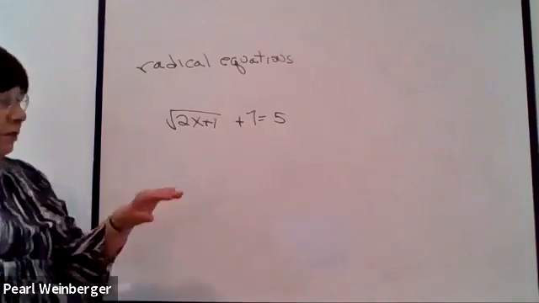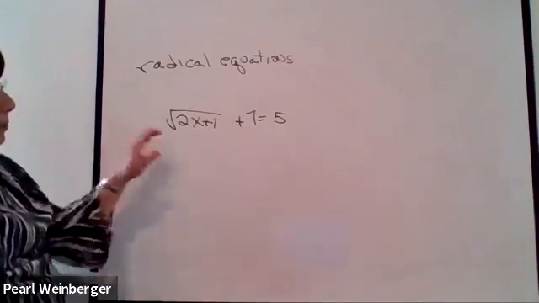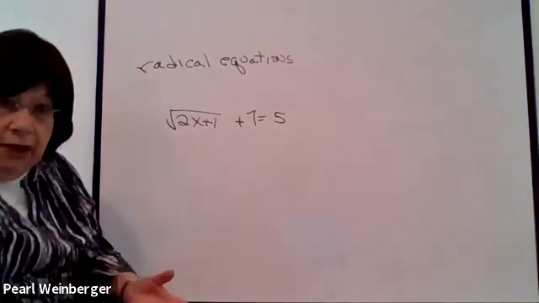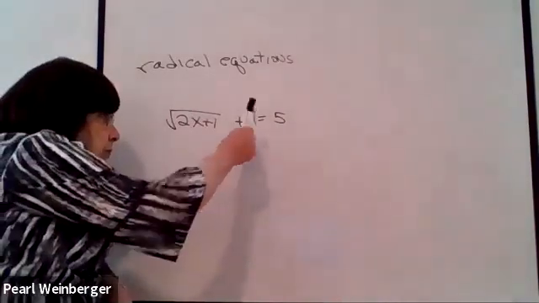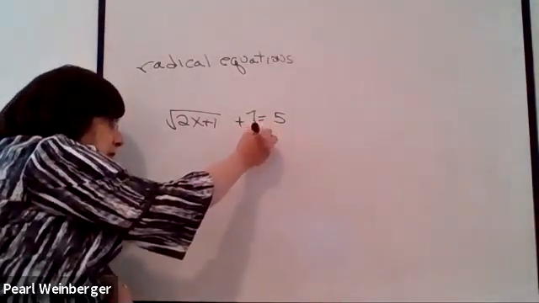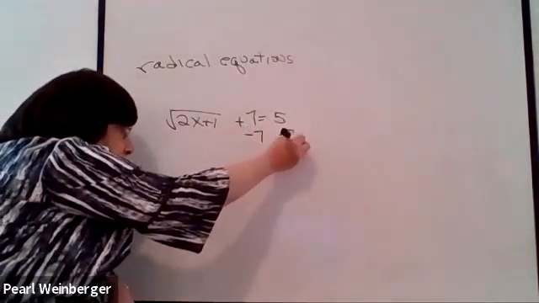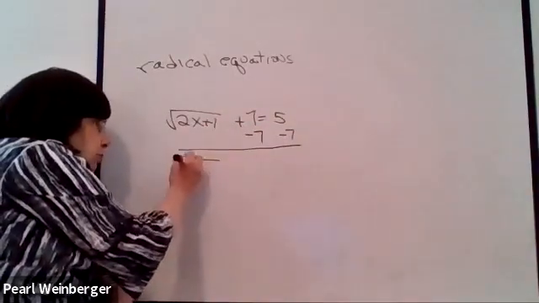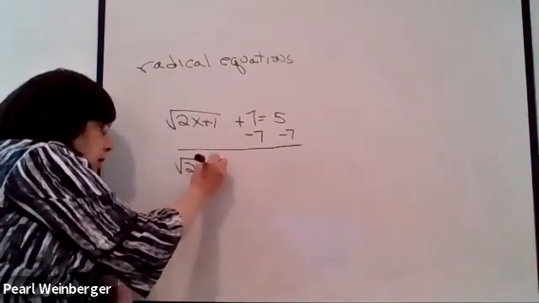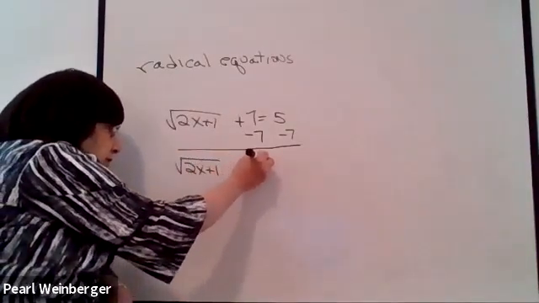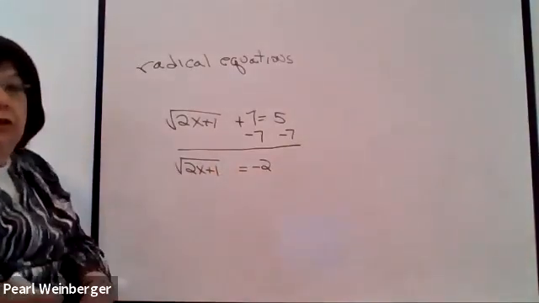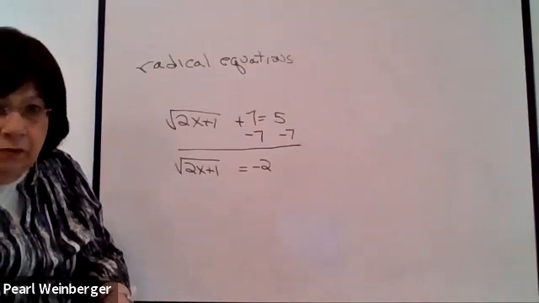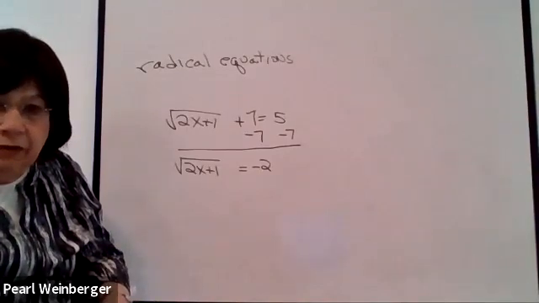Okay, let's do this together because I see we're running out of time. Of course, my first step is to isolate the radical. Get the square root by itself. So I'm going to bring this 7 to the other side. So that'll give me that the radical 2x plus 1 equals -2. What should my next step be, after I have the radical by itself?